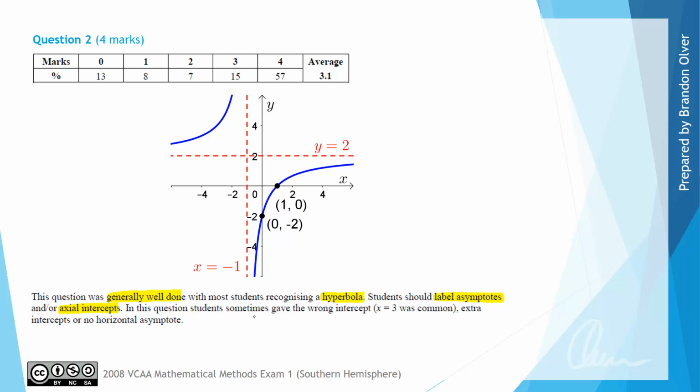In this question, students sometimes gave the wrong intercept. X equals 3 was common, and extra intercepts or no horizontal asymptotes were also errors that some students made. And as you can see, generated above is a computer's sketch of that same graph.